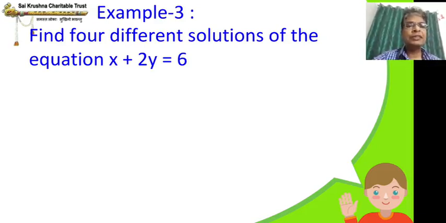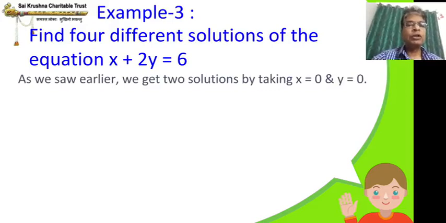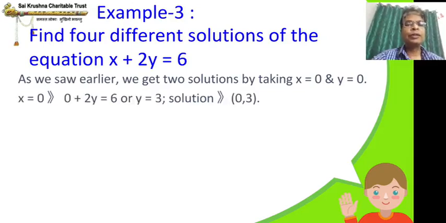Let us see. The first solution I am going to help you with step by step. From the second onwards you should be able to do it yourself. We get 2 solutions by taking x equal to 0 and y equal to 0. If x equal to 0, then 0 plus 2y equal to 6, or y equal to 3. So the solution, or we can write ordered pair, is 0, 3.